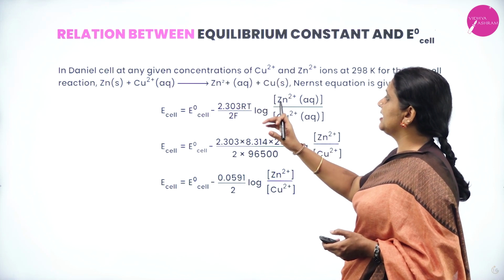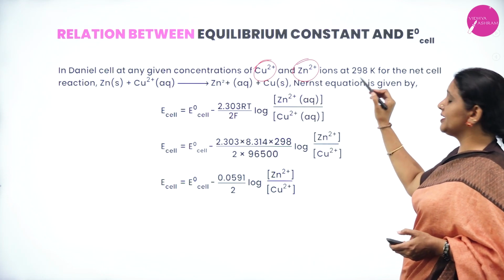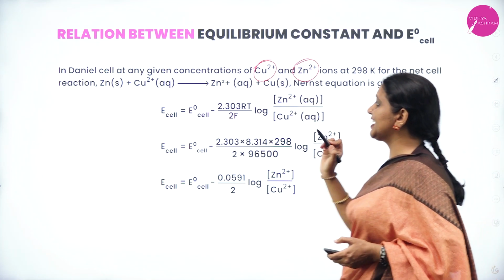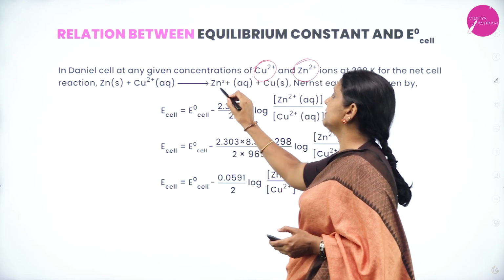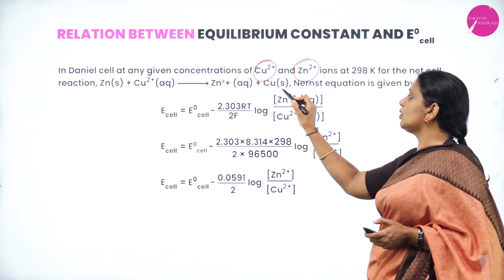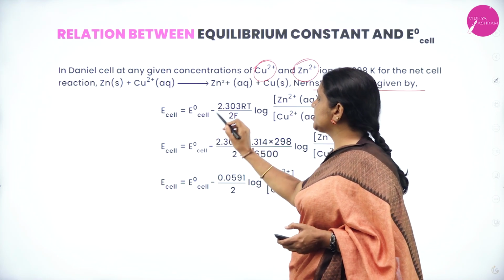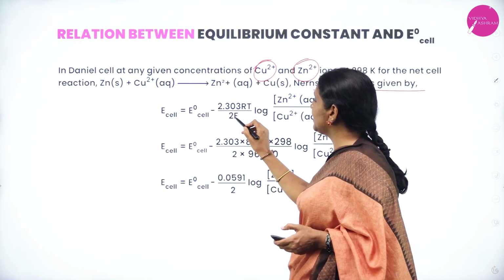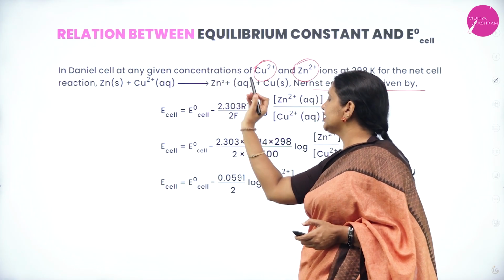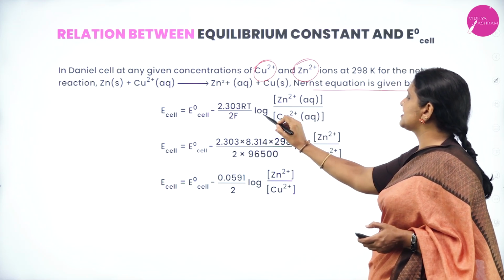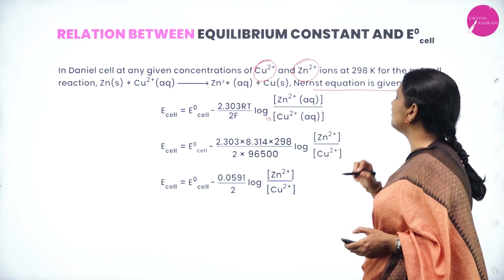So, in the Daniell cell, at any given concentration of Cu2 plus ions as well as Zn2 plus ions at 298 Kelvin, the net cell reaction is zinc solid plus Cu2 plus ions in solution giving rise to zinc ions in solution and copper in solid state. The Nernst equation is given by E cell is equal to E naught cell minus 2.303 RT divided by, in place of n, I'll write 2 because 2 electrons are lost during the reaction, 2F log to the base 10 molar concentration of zinc ion divided by molar concentration of copper ion.